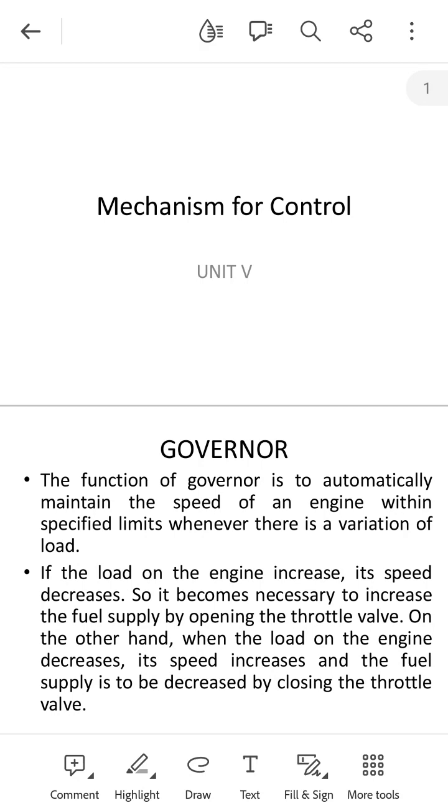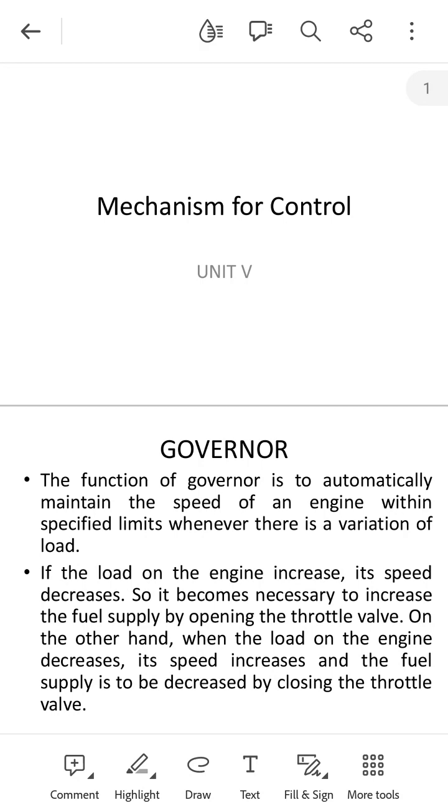I will talk about the subject of Dynamics of Machines, Unit 5, Mechanisms for Control. For mechanisms for control, there are two types. One is the governor, another one is the gyroscope. Now I will talk about the subject of governors. The topic is the governors.